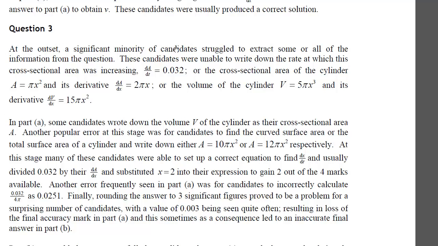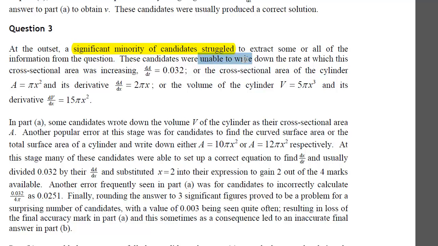So at the outset, a significant majority of candidates struggled to extract some or all of the information. So this is a problem. This rate of change is a problem that many people struggle with. So remember, significant majority of candidates struggled. Significant means a lot of people struggle with this problem. Now these candidates were able to write down the rate at which the cross-section area was increasing. So they understood this portion. And area is pi x squared, they understood this.